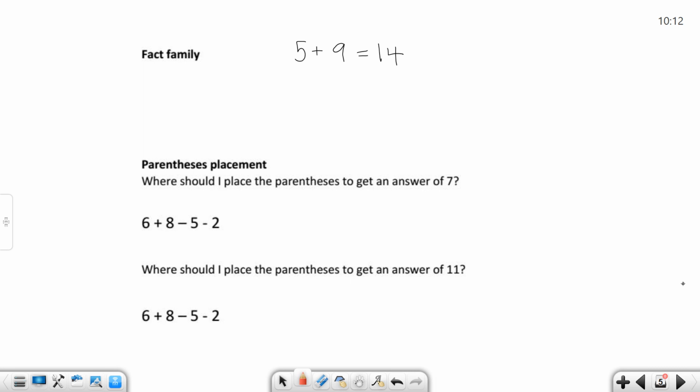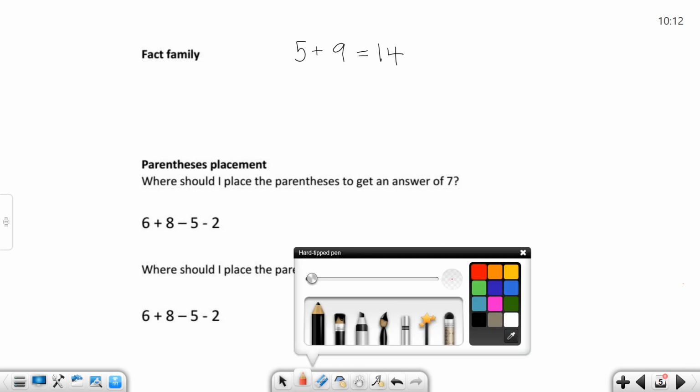Next we're talking about a fact family. When my son came home, he is in the second grade, when he was in the first grade, they came home with a lot of fact families, and he does it a little bit now. But an example of a fact family for this one, 5 plus 9 equals 14, is you're going to have 4 groups.